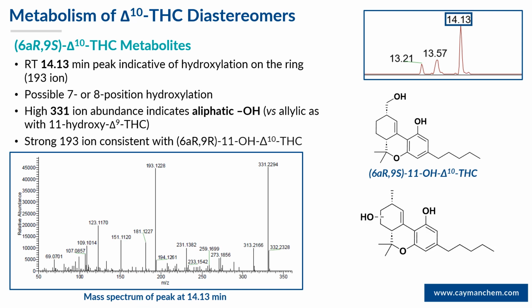When we look at the last most abundant peak at 14.13 minutes, we again have the evidence to support the formation of a ring hydroxylated product. We see a very strong 193 ion, nearly the base peak, alongside a very abundant 331 molecular ion. So we could be getting the 7 or 8 position hydroxylation, but it's also possible that we have 11 hydroxylation here. Now this spectrum is actually far more consistent with the 9R 11 hydroxy Δ10, and so this could be further evidence that that's the metabolite that we're forming.